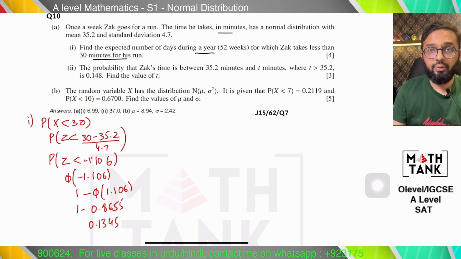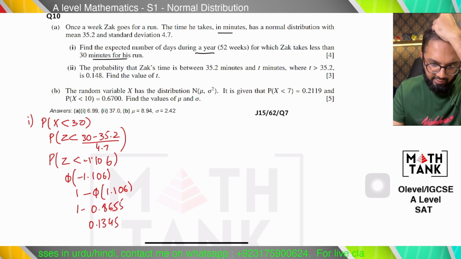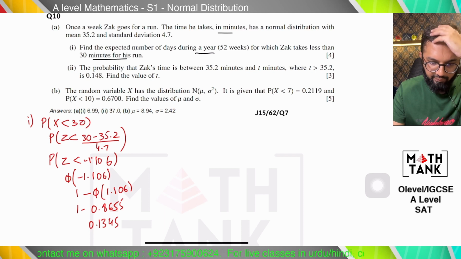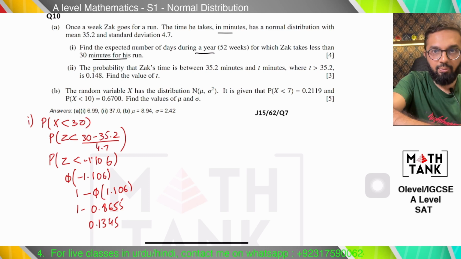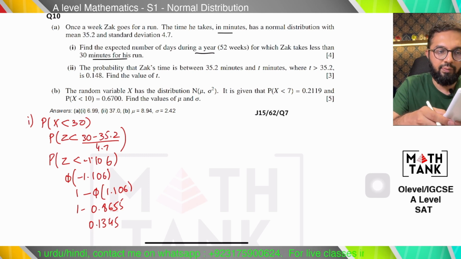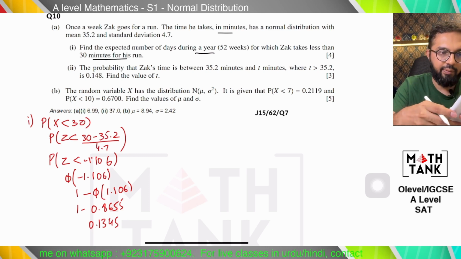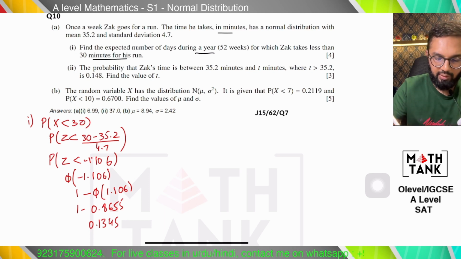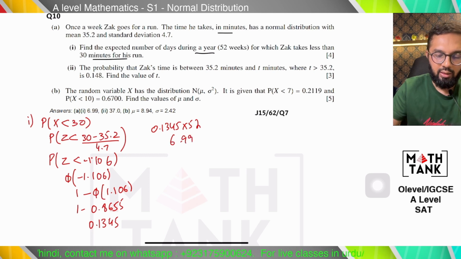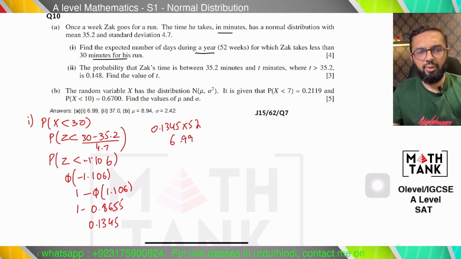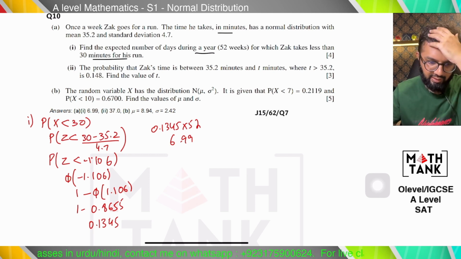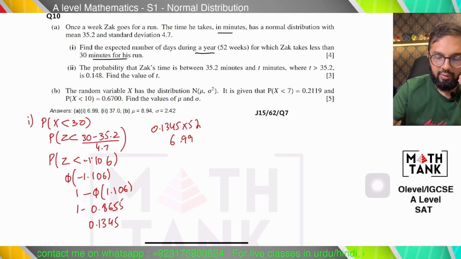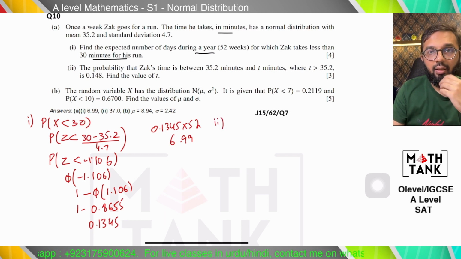Okay, he goes for a run once a week only. Find the expected number of days during 52 weeks. So what I'm going to do is multiply 0.1345 by 52. I am going to get 6.99. So 6.99 is the expected number of weeks, and every week he goes for a run only once. So that is also the expected number of days that he takes less than 30 minutes.